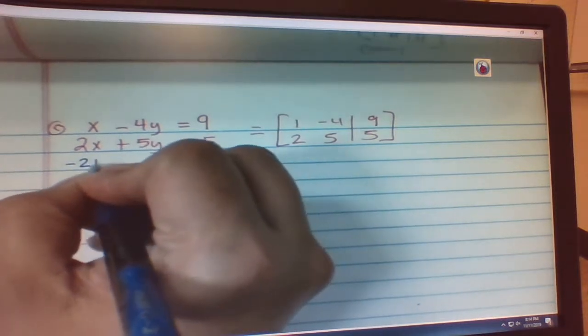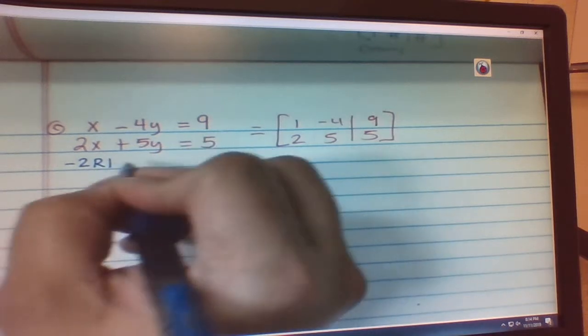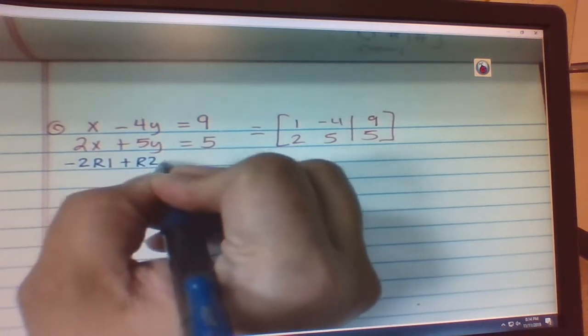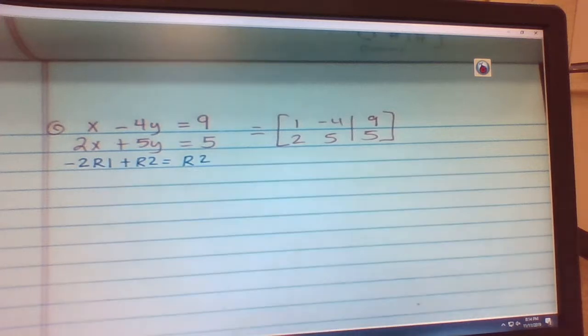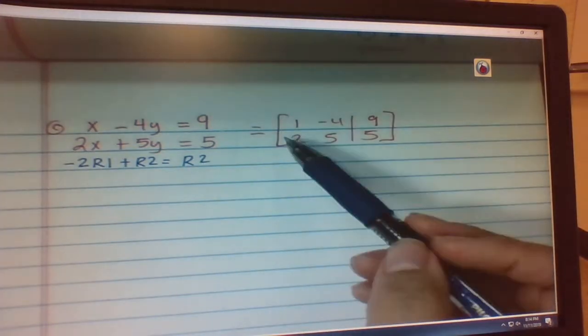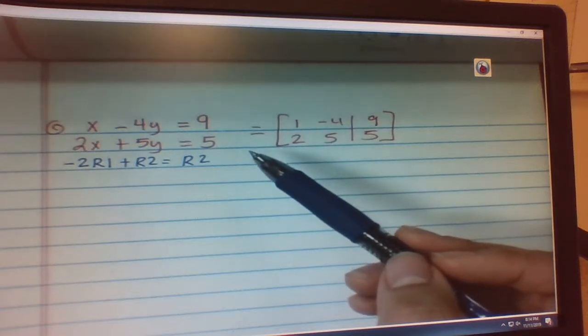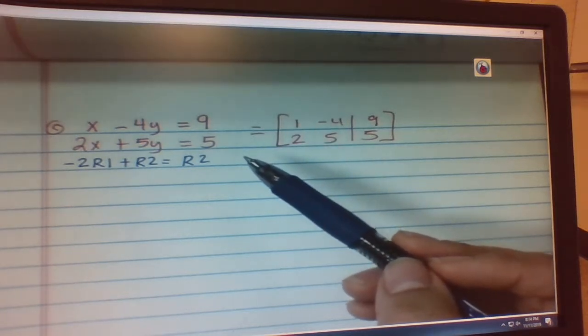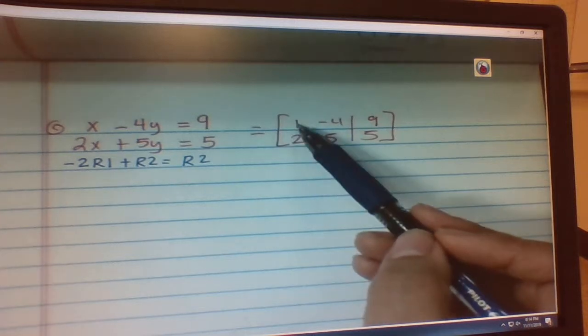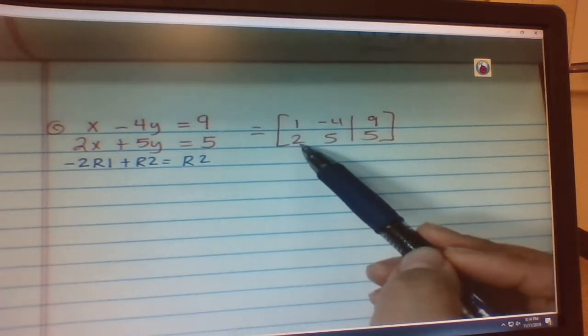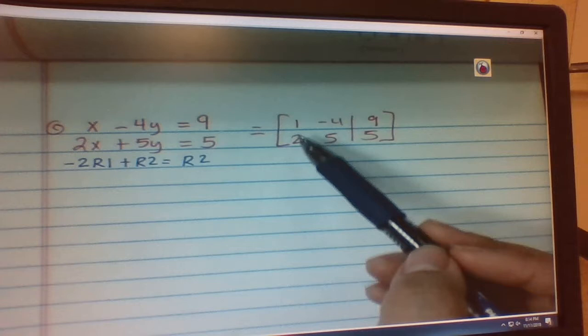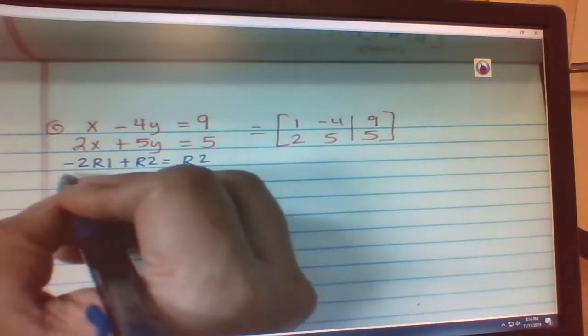Negative 2 times R1 plus R2 equals R2. Yes. So you do -2, because remember, you're going to multiply times the row who has the 1. That's what it says. Multiply the row that has the 1, and then you add it to the one you want to change.